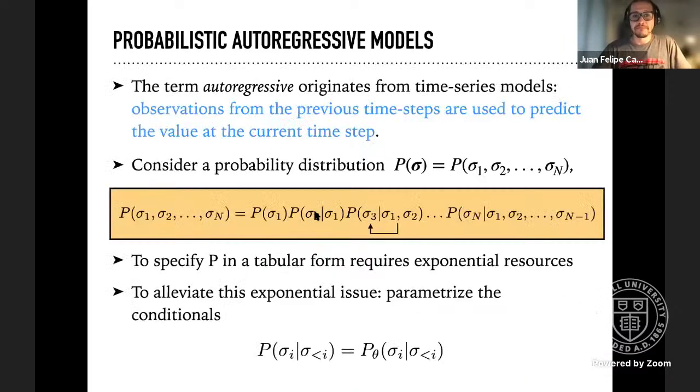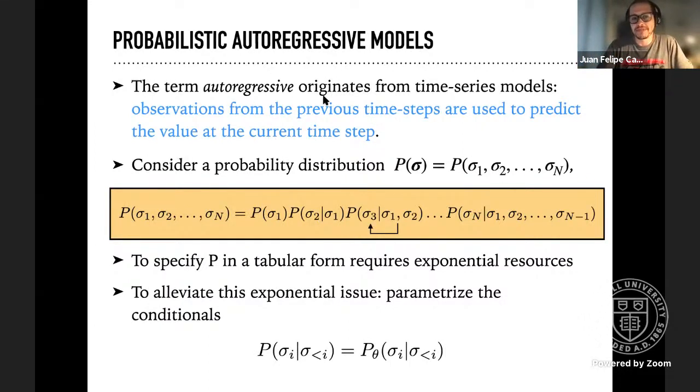And so what are these? The term autoregressive originates from time series models, where the observations from previous time steps are used to predict the value of the current time step, right? But I want to show you this in the context of probability. For a probability distribution over variables sigma 1 through sigma n, you can always decompose it through the probability chain rule, where you write this distribution as the probability of sigma 1 times the probability of sigma 2 conditional on sigma 1, and so on.